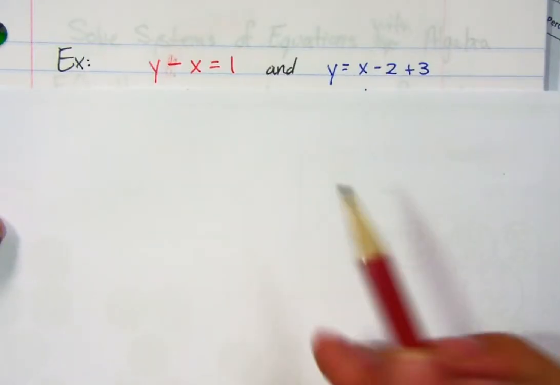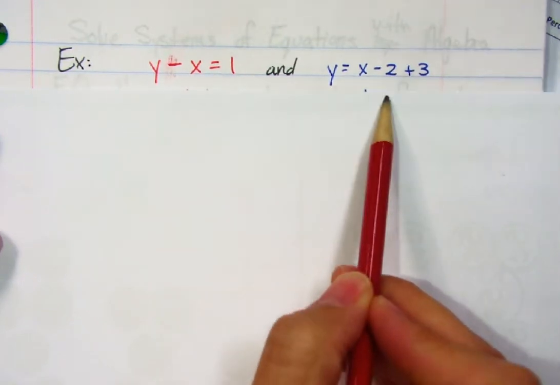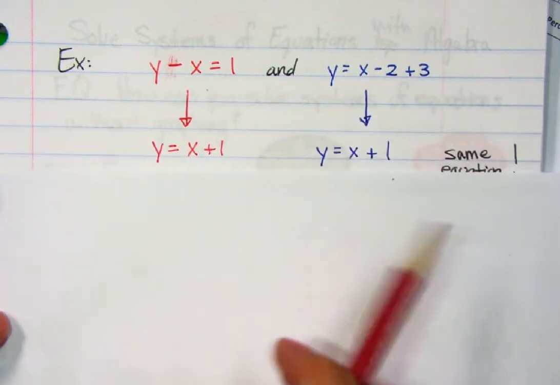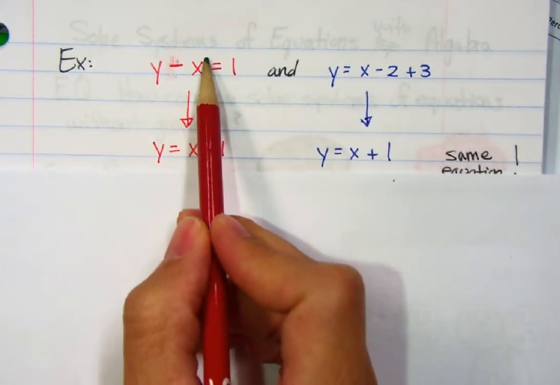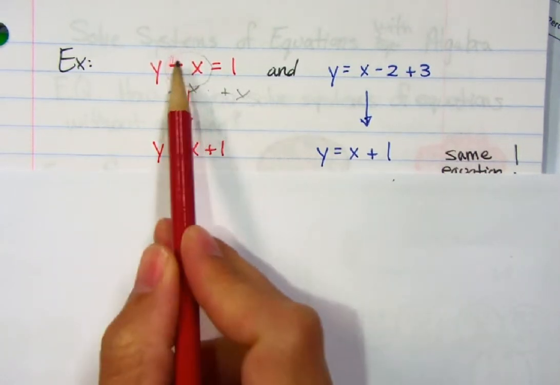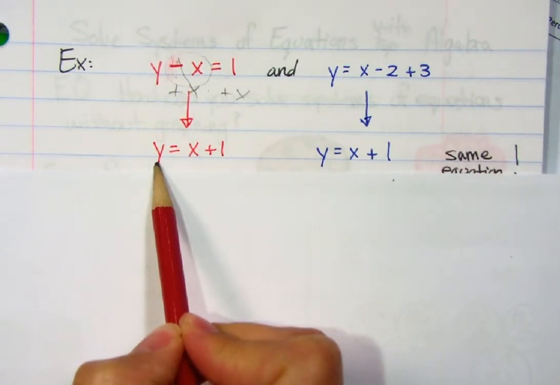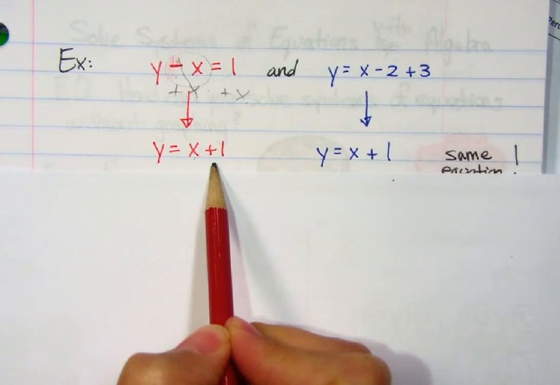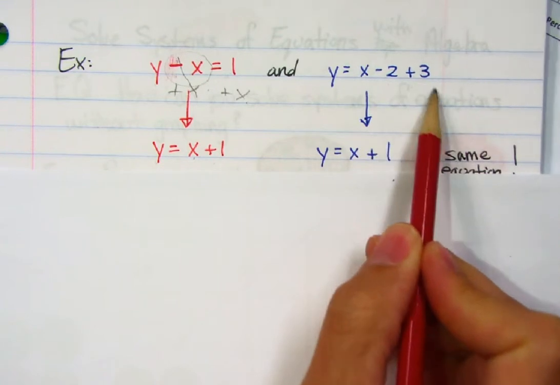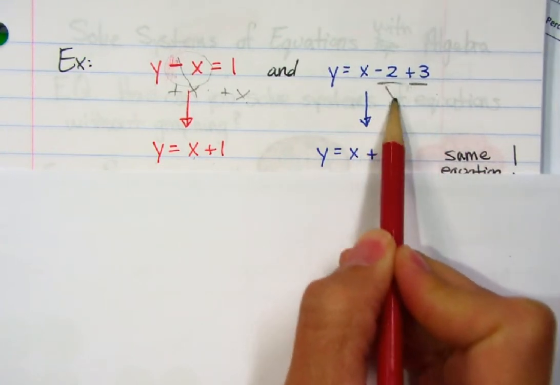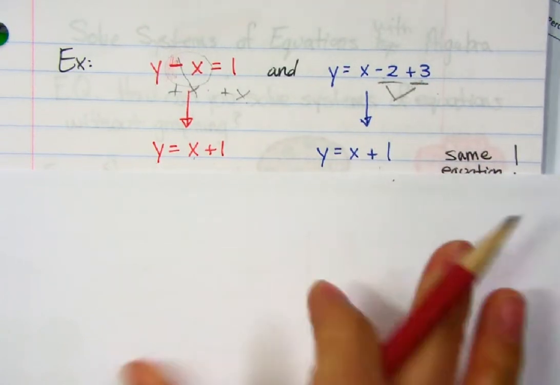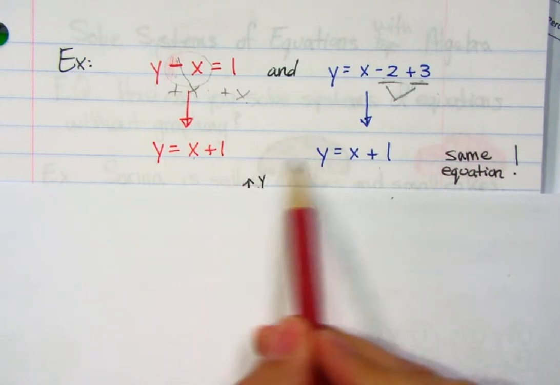For our second example, I'm given these two equations. They're written kind of differently, so you say, wait a minute, what am I supposed to do here? Well, I can rewrite this. I can add x to both sides, and this negative x will go away. The y is left by itself, and I have a positive x and a positive 1. On the blue side, I've got y equals x minus 2 plus 3. Minus 2 and plus 3 are both constants, so you can combine those two. Negative 2 plus 3 is 1. And if you notice, these are now the same equation.